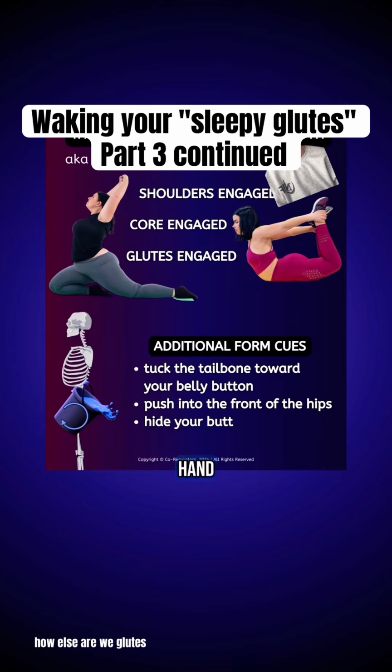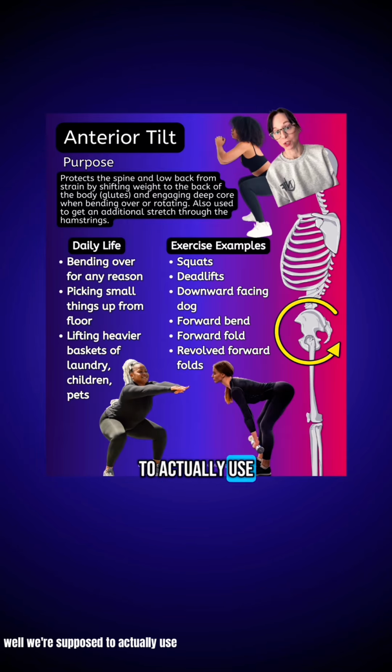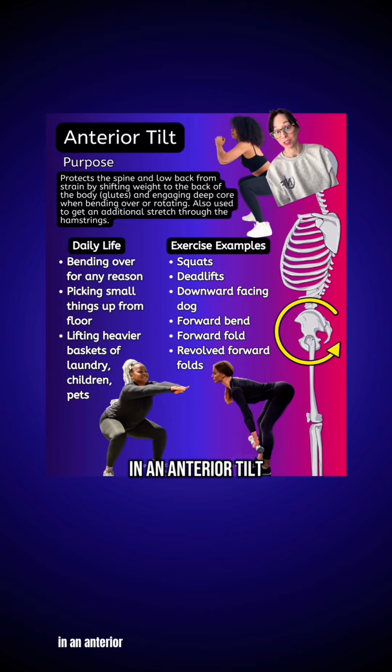On the other hand, how else are weak glutes and an anterior pelvic tilt related? Well, we're supposed to actually use our glutes when we're in an anterior tilt, and we're supposed to actually be in an anterior tilt a lot more than we think we are. This right here is one of the reasons that a lot of us have weak glutes. It's not that they're so much weak, it's that we're not using them properly because we're not bending properly.